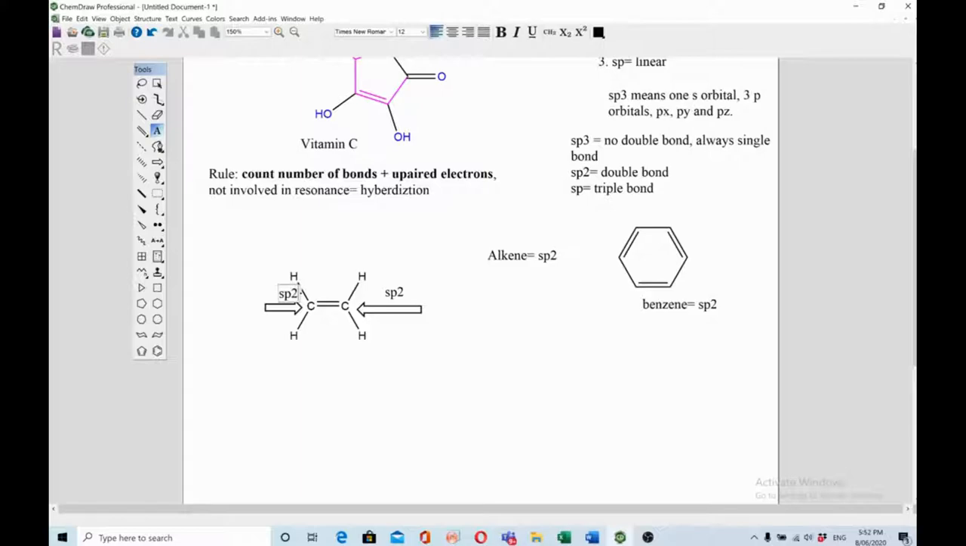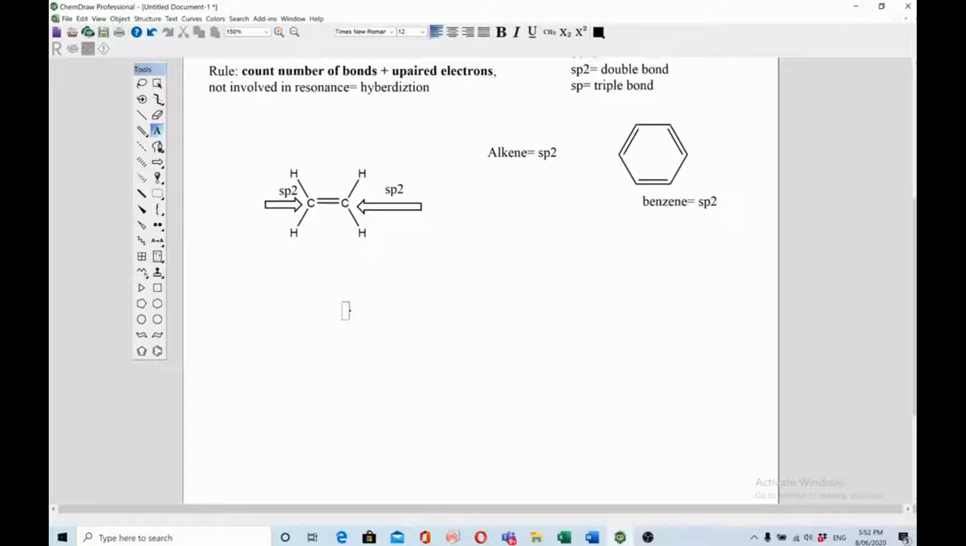Okay, so you can apply this concept to any molecule which contains carbon having a double bond. Like it could be carbon oxygen, like in aldehydes. How about this was alkenes? How about we do aldehydes? What is hybridization in aldehydes? Okay, let's draw the structure of aldehyde first. This is aldehyde.